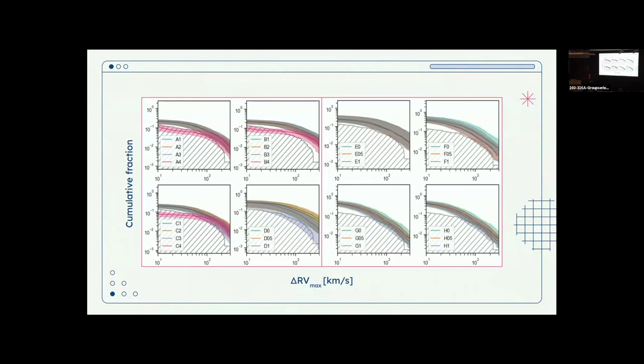So one thing to state: what Amanda has done is sample hundreds of populations to look at the variance in the delta RV max measurements. So the width of the spread here is a good indicator of how uncertain the observed delta RV max distribution is. If we had perfect fits to everything, then it would be the width of the line, right? But we don't.